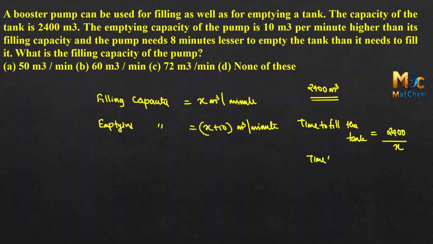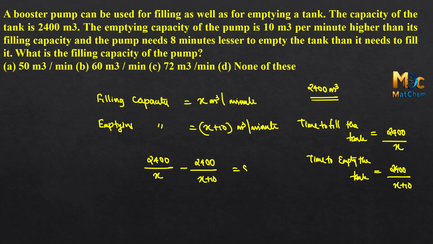The same way, the time to empty the tank is equal to 2400 divided by x plus 10, since the volume that can be emptied using the pump is x plus 10 meter cube per minute. They are telling that the pump needs only 8 minutes lesser to empty the tank than to fill it. That means the difference between the time to fill the tank and the time to empty the tank is 8 minutes. So 2400 divided by x minus 2400 divided by x plus 10 will be equal to 8.